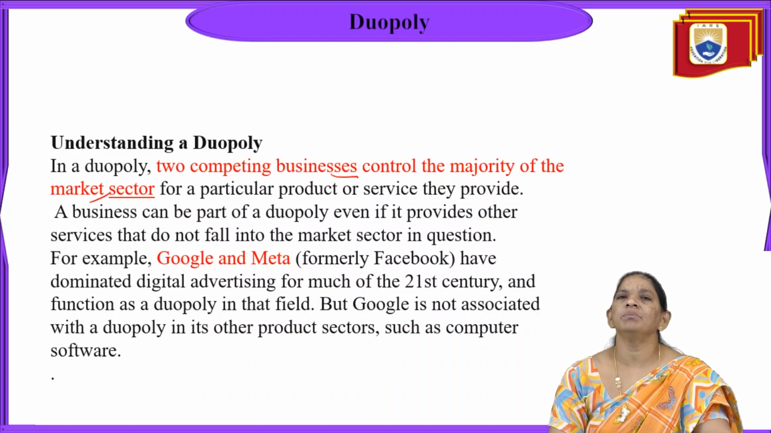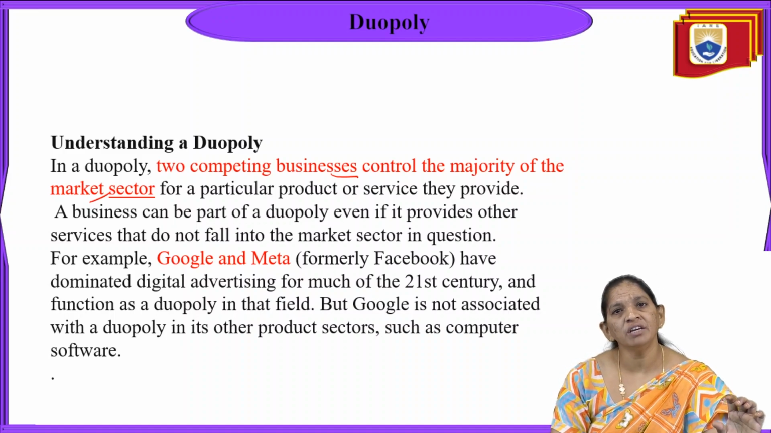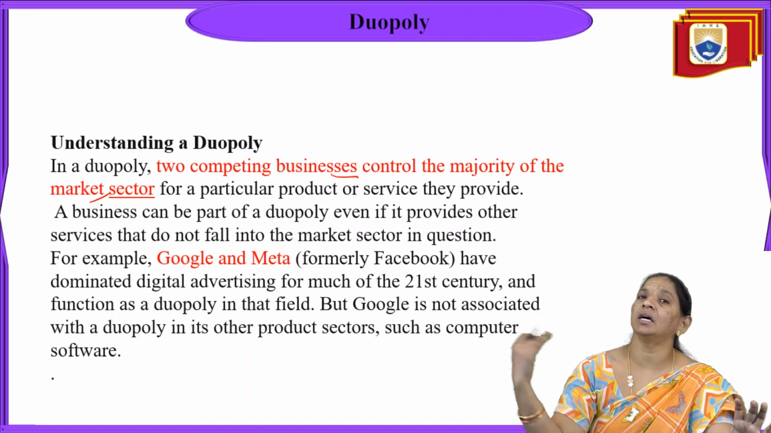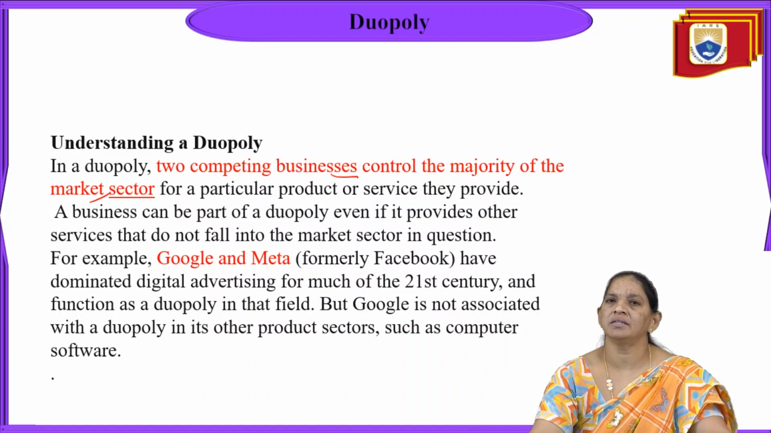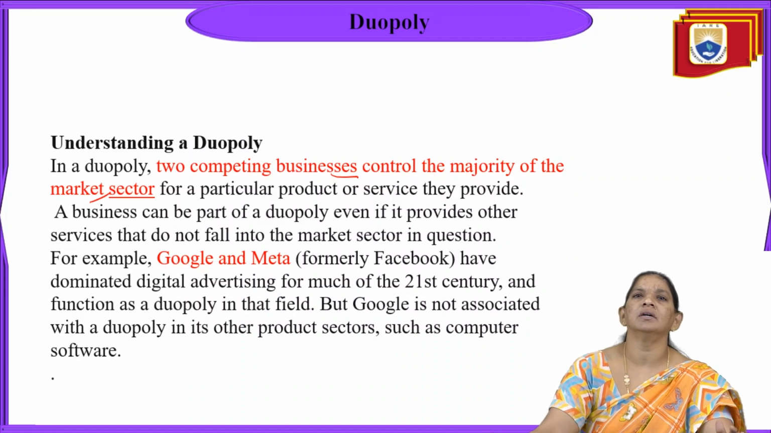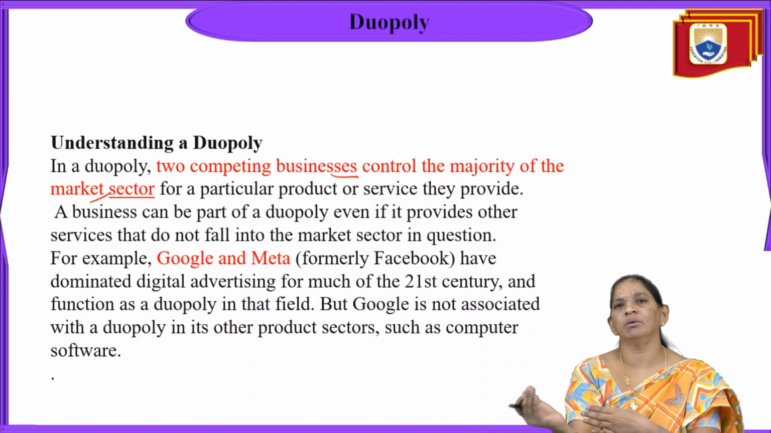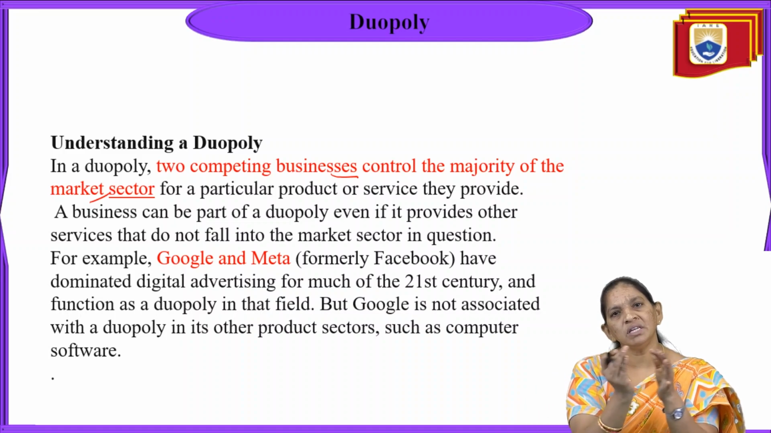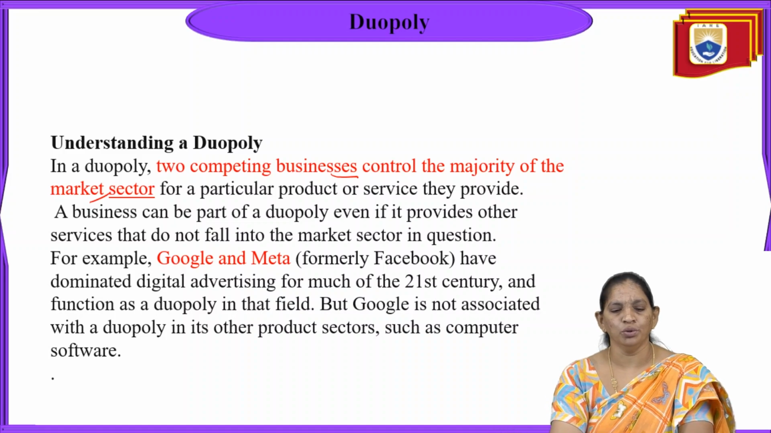Here, this duopoly company may be competing with one product, but it can have other types of products where it will compete in other market sectors. We don't say that one company gives only one product in the market. No, it will provide a number of products, but one product will come under the segment of duopoly competition.